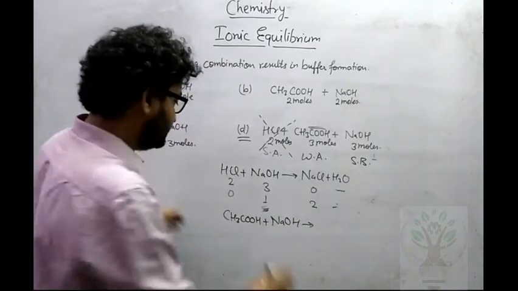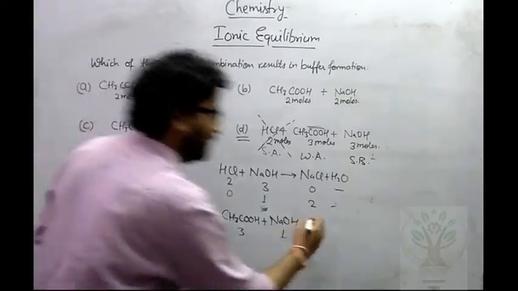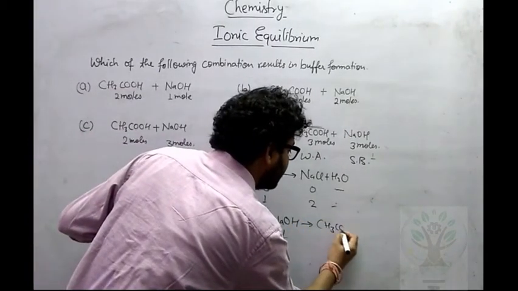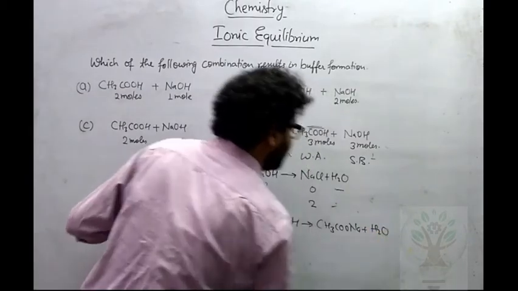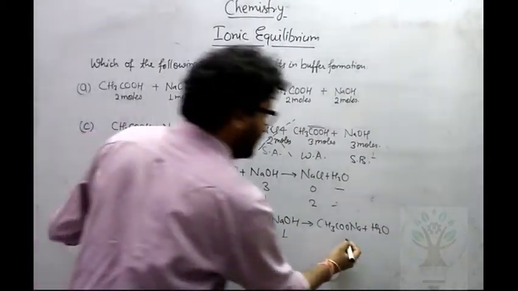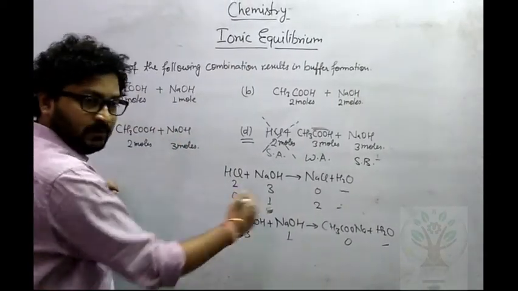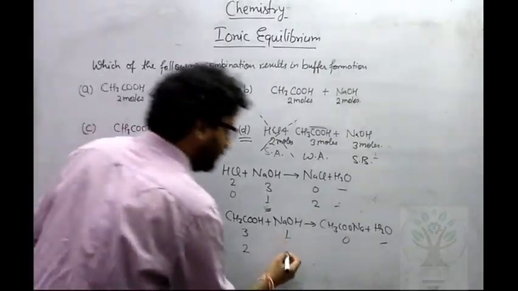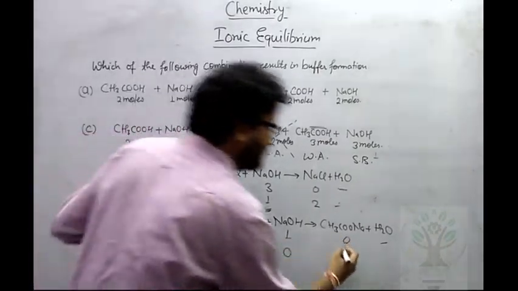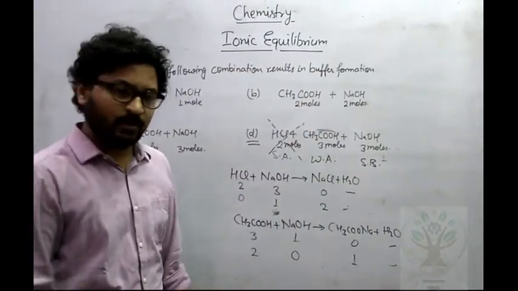Against whom? Against NaOH. Say how many moles of CH3COOH you got? 3. How many moles of NaOH you got? 1. These two will react and they will give you what? CH3COONa plus H2O. In the beginning it will be 0, and no need to write water. So who is the limiting reagent here? NaOH. So how much CH3COOH will be left? 2. How much NaOH will be left? 0. How much CH3COONa will be formed? 1. And how much H2O will be formed? No need to mention.